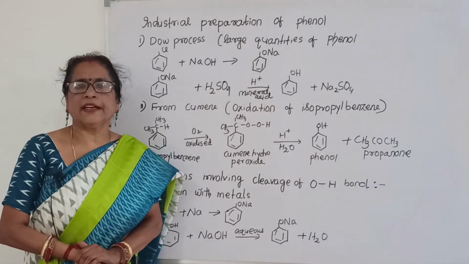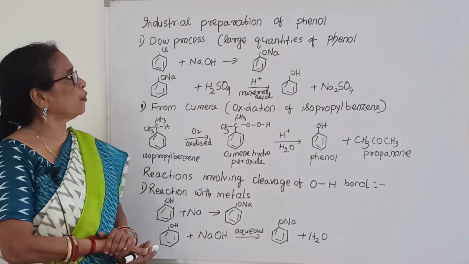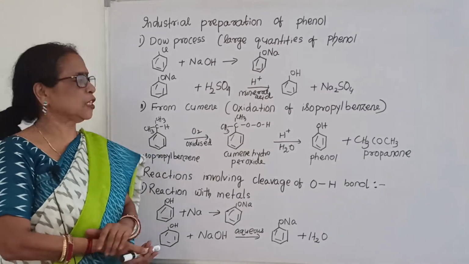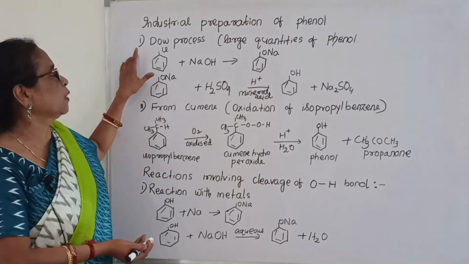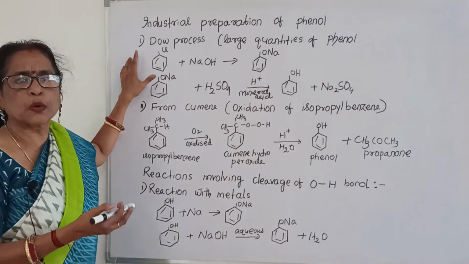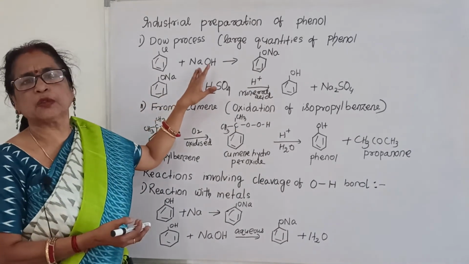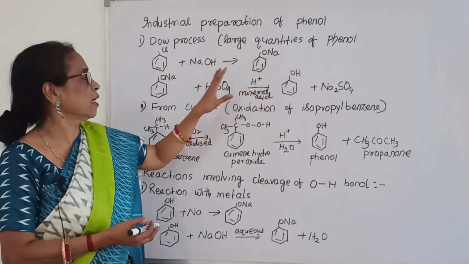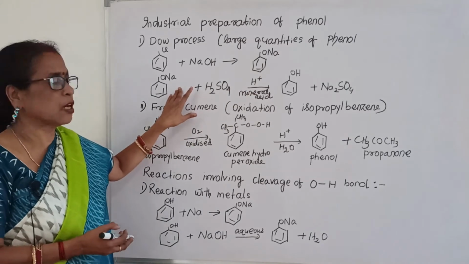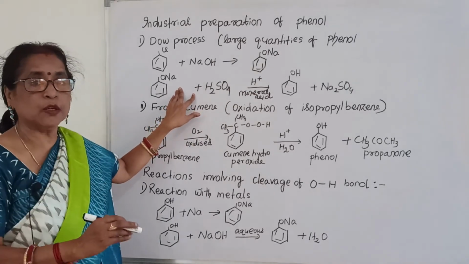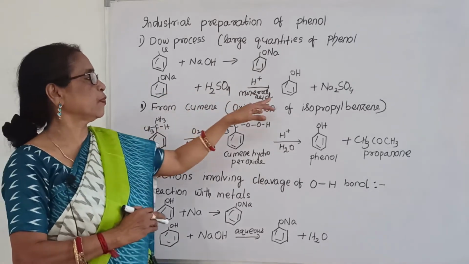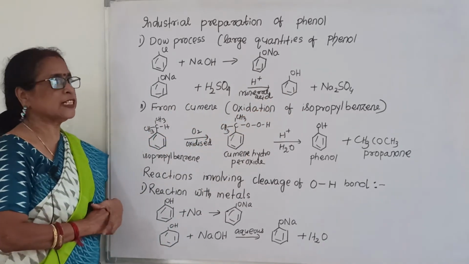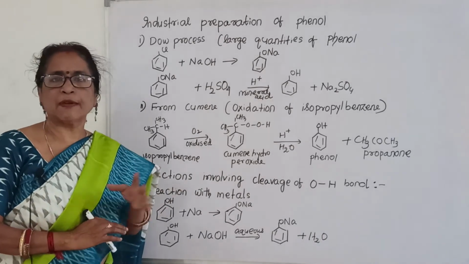Now we will see the industrial preparation of phenol. There are two processes, one is the Dow process, another is from cumene. What is the Dow process? You know before, chlorobenzene reacts with sodium hydroxide, it gives sodium phenoxide. Sodium phenoxide with dilute sulfuric acid gives phenol and sodium sulfate. This is called the Dow process. Here a large quantity of phenol can be prepared.